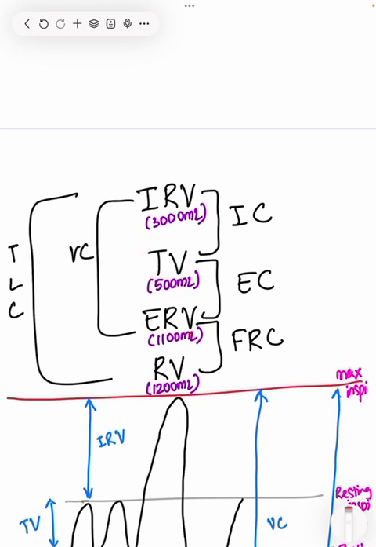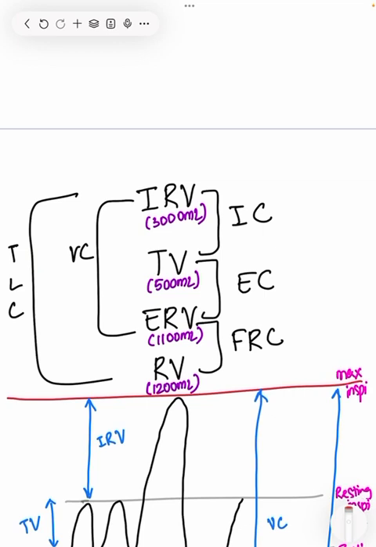Tidal volume and expiratory reserve volume will form expiratory capacity. Expiratory reserve volume and residual volume together will form functional residual capacity. And inspiratory reserve volume, tidal volume, and expiratory reserve volume will together form vital capacity. And all the volumes and capacities together will form total lung capacity.